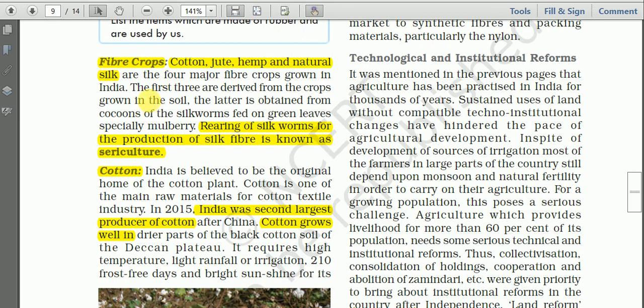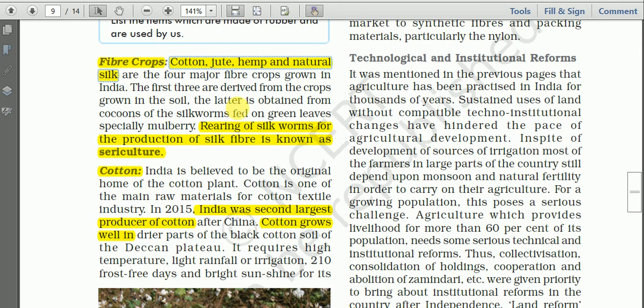Next we have the fiber crops, the crops from which thread and yarn are manufactured. Here in India we mainly obtain fiber from these sources: cotton, jute, hemp, and natural silk. The first three, cotton, jute, and hemp, are plants, and the last one is silk.